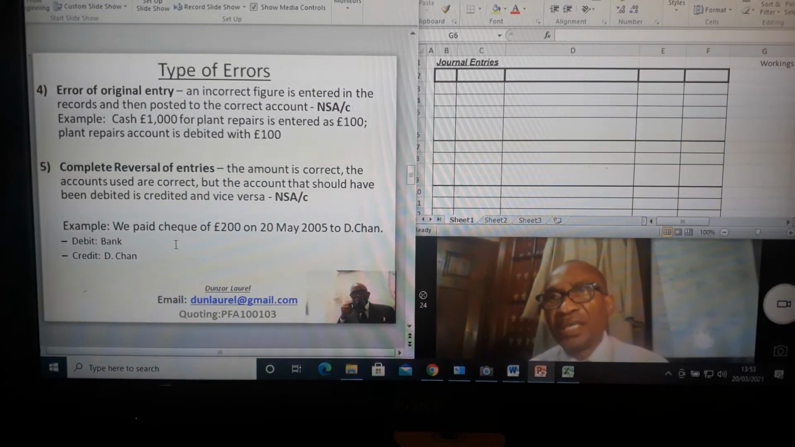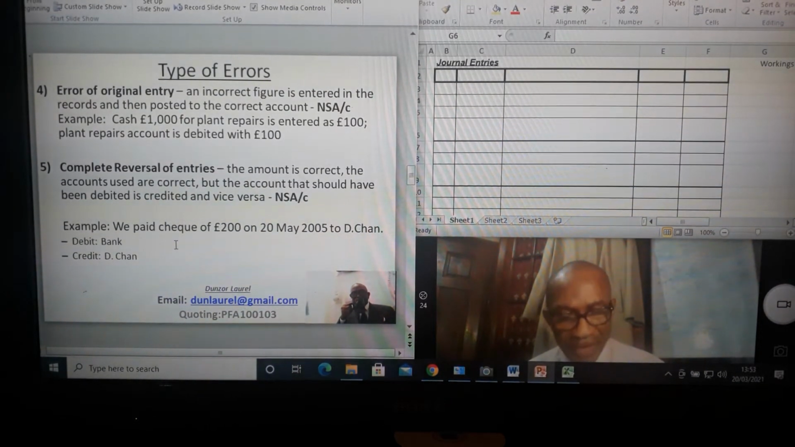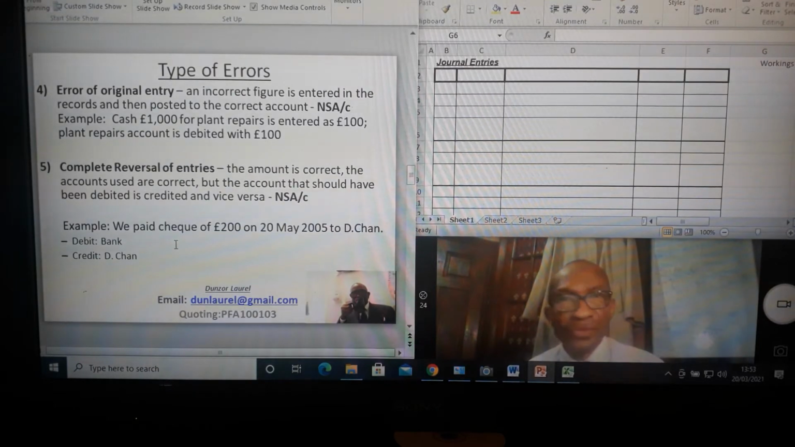Number 4 is error of original entry. Maybe the original entry is wrong from source. You pick the wrong figure from the source document. Instead of 1,000, you just put 100 in the journal entry. The trial balance will not notice this, and then you will not need to create a suspect account.